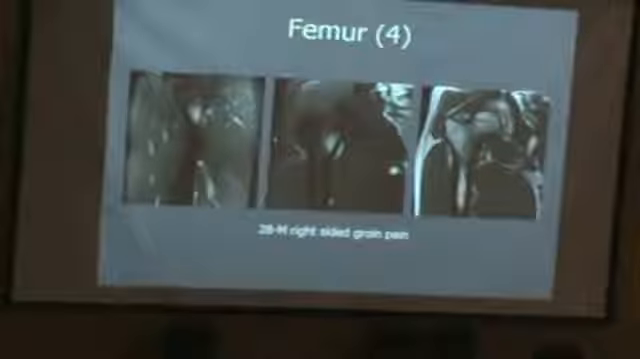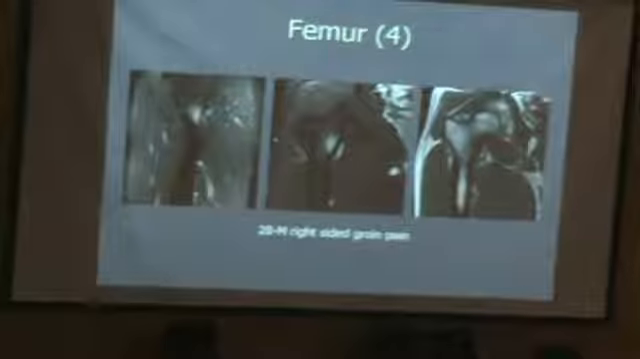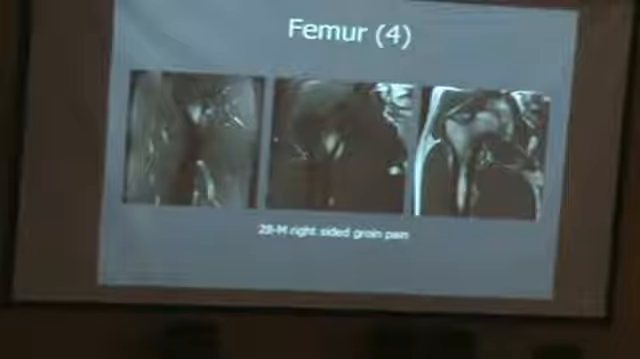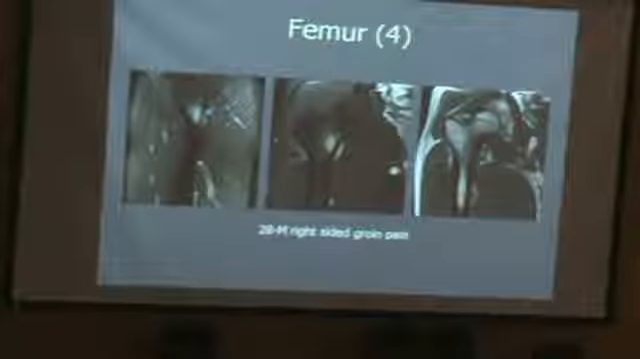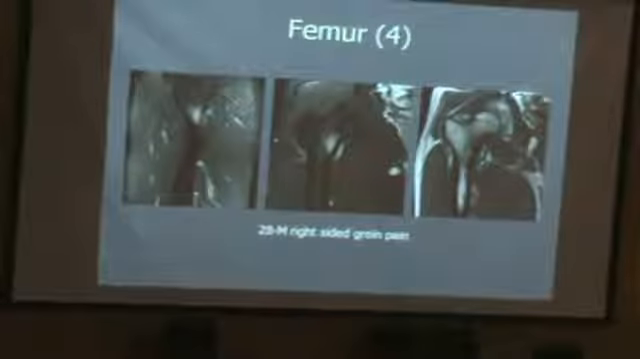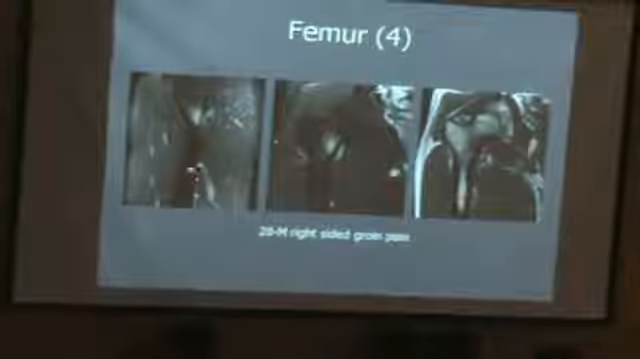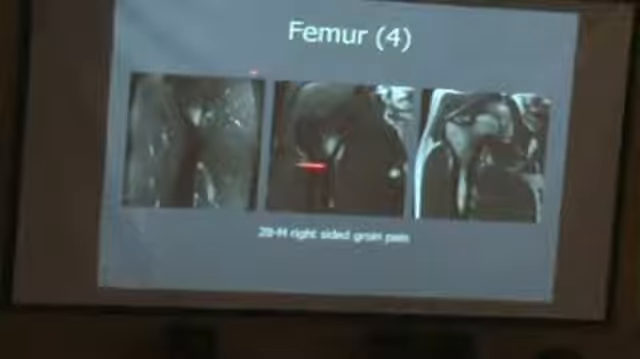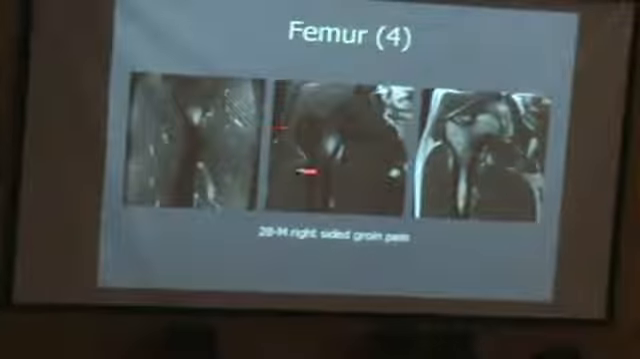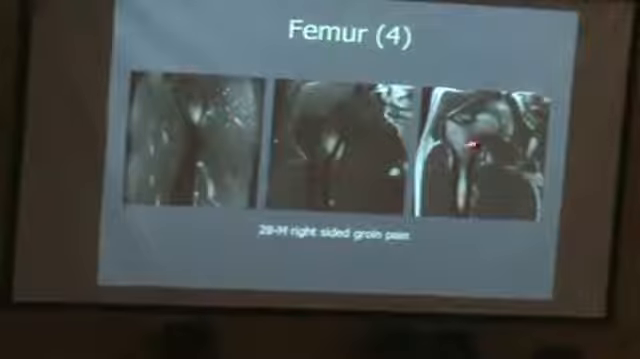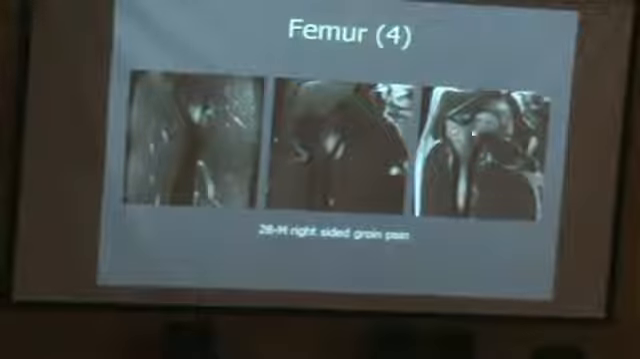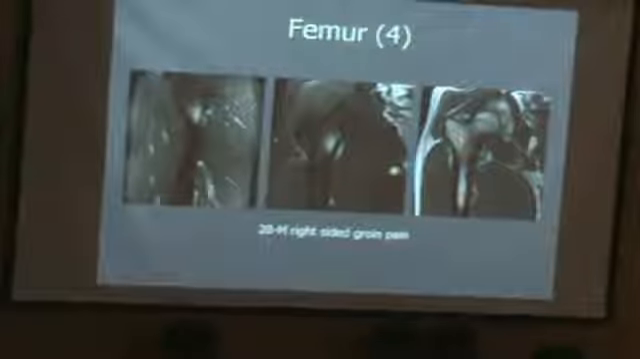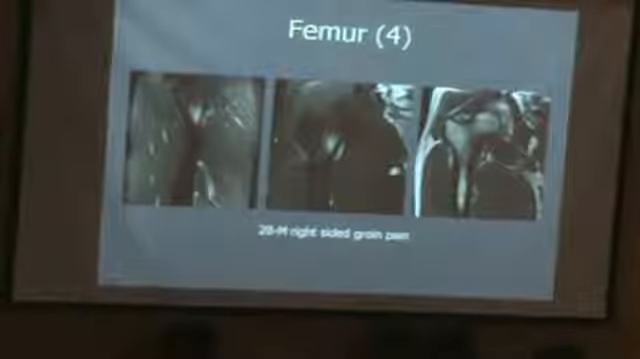This is a 28-year-old male with right side groin pain. Not the same patient. This is actually a football player at the university, Boston University, a college football player. And as you can see here, there is no fracture line at all. This is a T2 weighted, again, and T1 weighted non-fat saturated. You see the edema, the bone marrow edema, but you don't see the line. And of course, in this case, you can say this is a stress reaction.